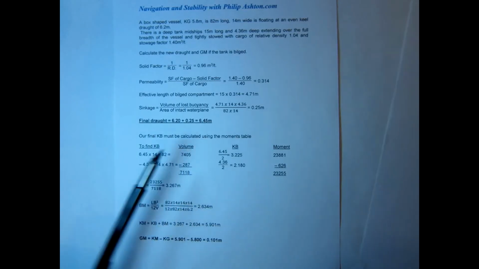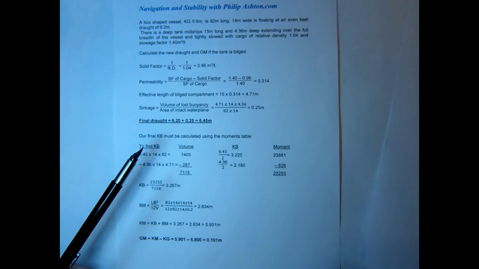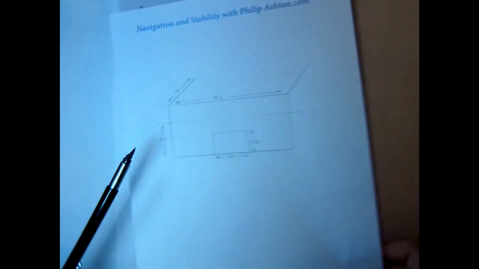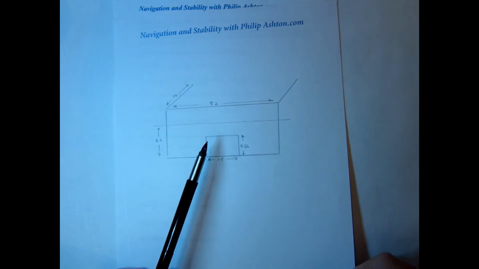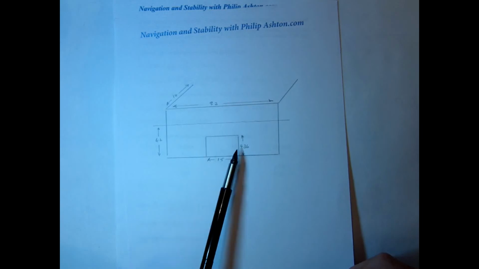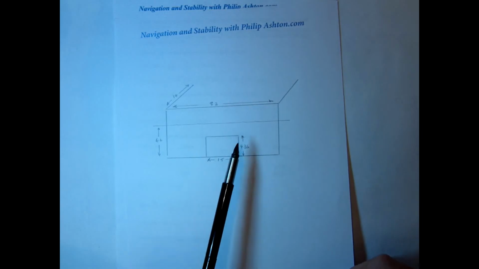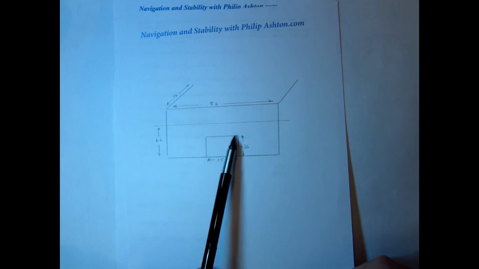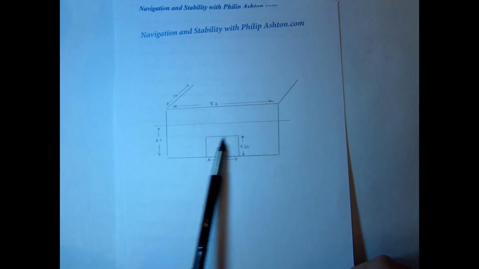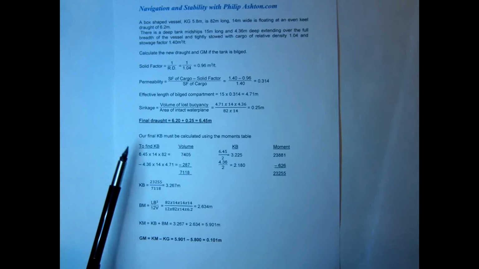Then it asks to calculate the GM. So to get the GM we need the KM, we've got the KG, and to get the KM we need the KB and the BM. So when we look at this here, to get our KB we must do the volume table, because we've lost this portion, so the resultant underwater volume left is even on each side of it, but then we've got this section here that we have to take into account.